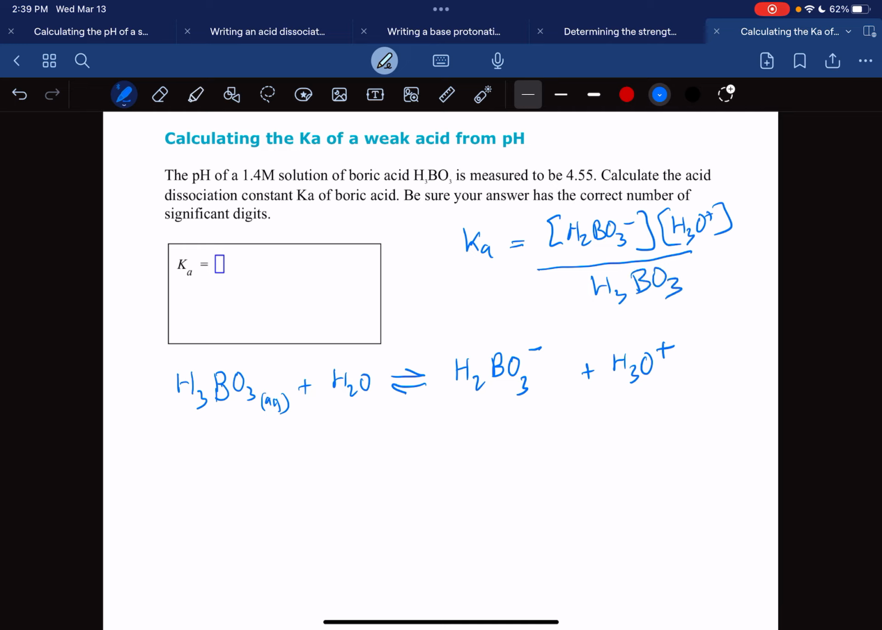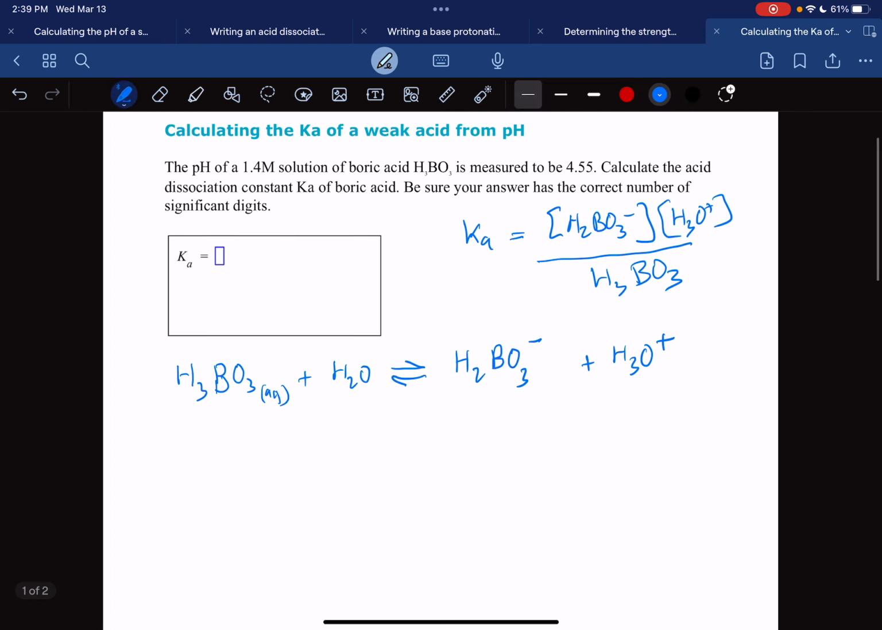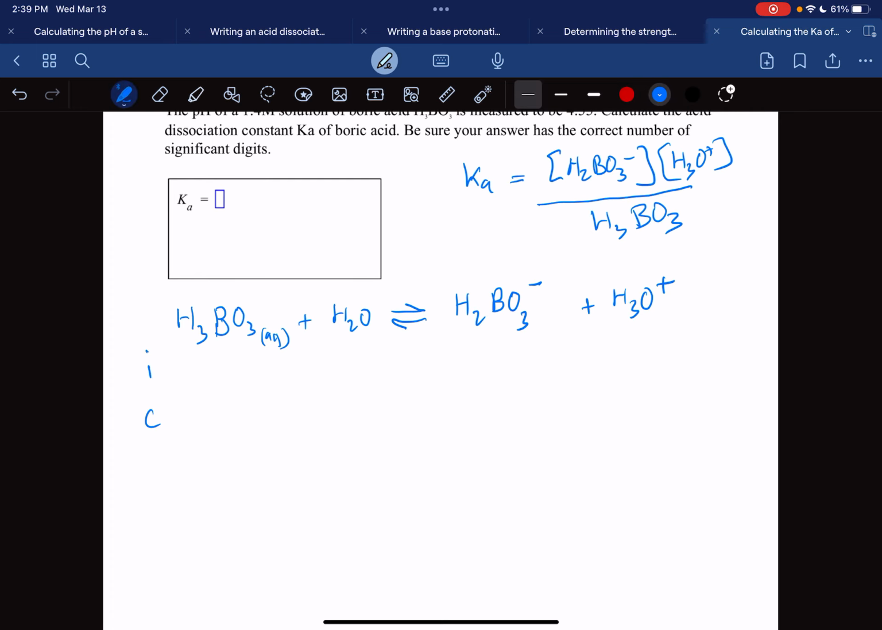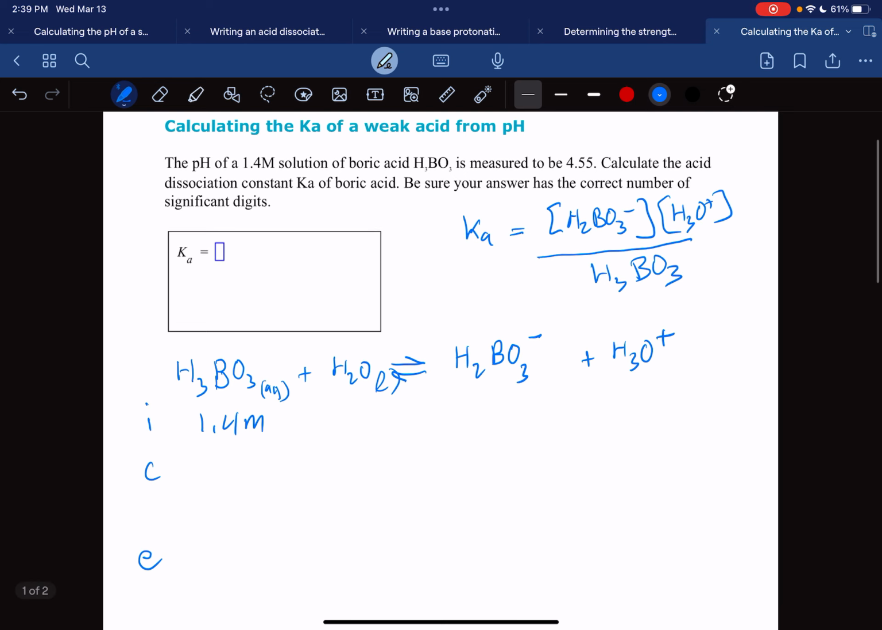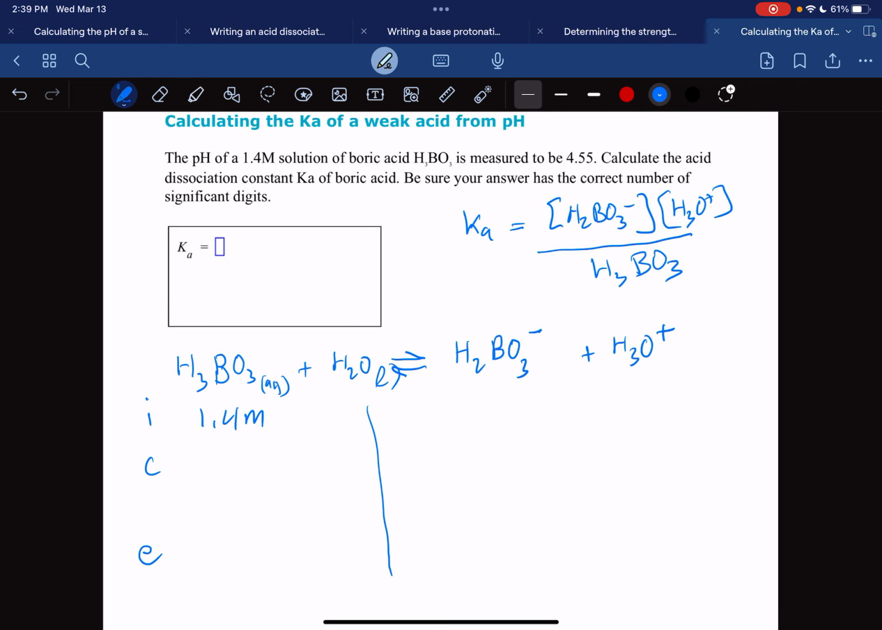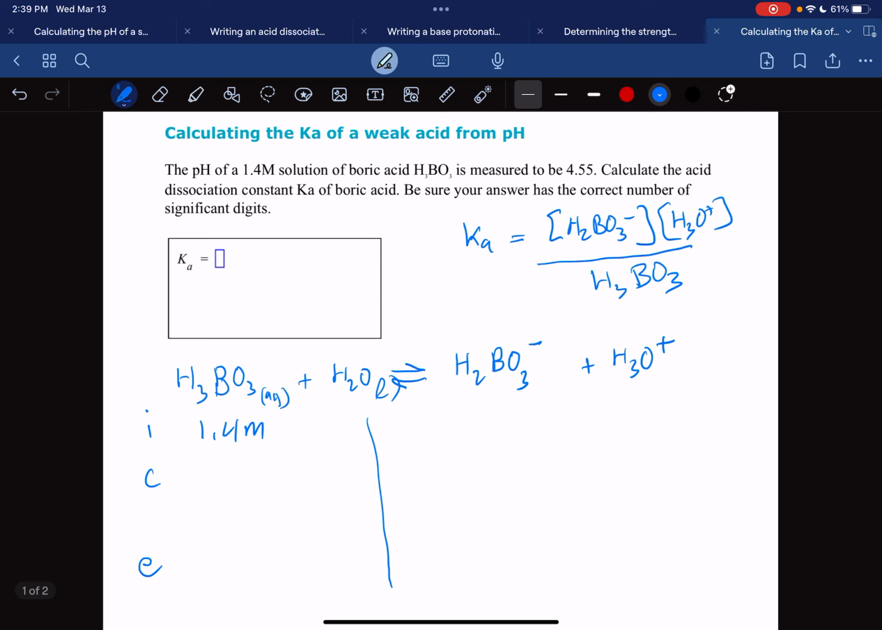H3BO3. Now, we need to know what we have to put in these spaces right here. So what are we going to do? We're going to start off with what they give us in this problem, and they give us a 1.4 molar solution of boric acid. So we're going to set up an ICE table right here. We're going to go I, C, and E. And we're going to start off with 1.4 molar of this. Now, do we care about the liquid here? Not even a little bit. So this is a nothing line for us. And then over here, we start off with nothing, right? So we're going to have nothing here and nothing here.